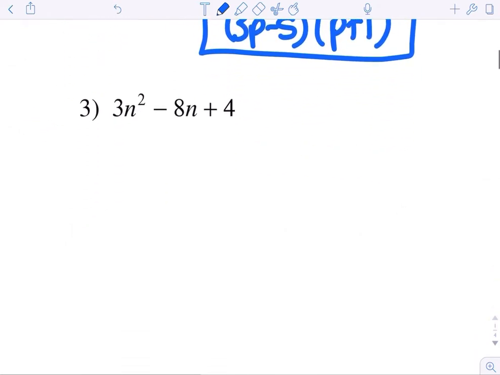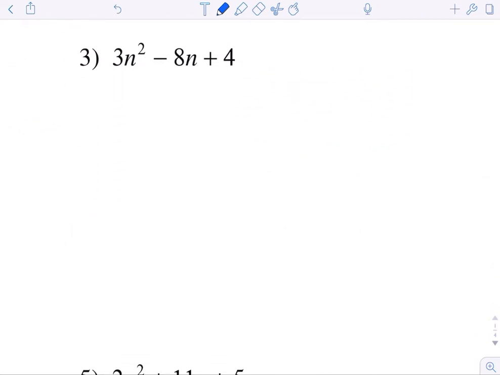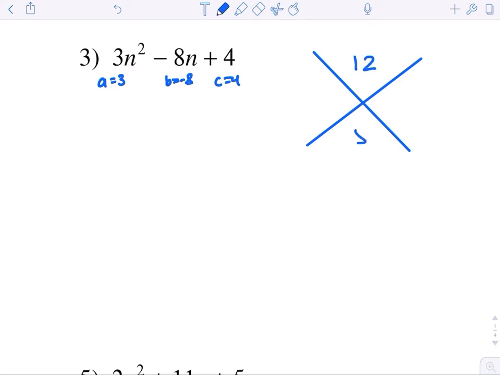Okay, here's number 3. So here, you have A is equal to 3, B is equal to -8, and C is equal to 4. Make your x. So the top is A times C, so 3 times 4 is 12. The bottom is just B, which is -8. So you ask yourself, what two things multiply to 12, but when you add them together, it gives you -8? Well, a -6 and a -2. That multiplies to 12, but when you add -6 plus -2, that is -8.